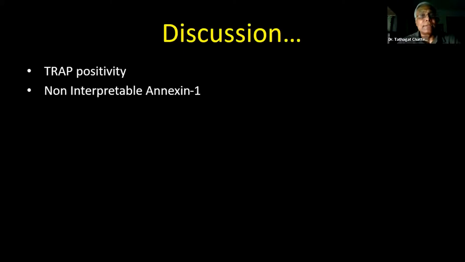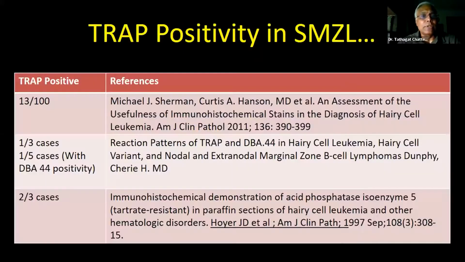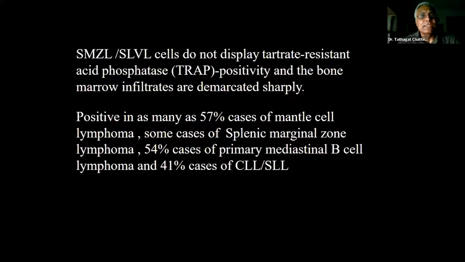But why we were confused is because of TRAP positivity. Generally, you don't see that in SMZL. Non-interpretable annexin 1. Annexin 1 is always positive in hairy cell leukemia only. Overlapping immunophenotype. And these are various studies of TRAP positivity in SMZL. SMZL do not generally display TRAP positivity.